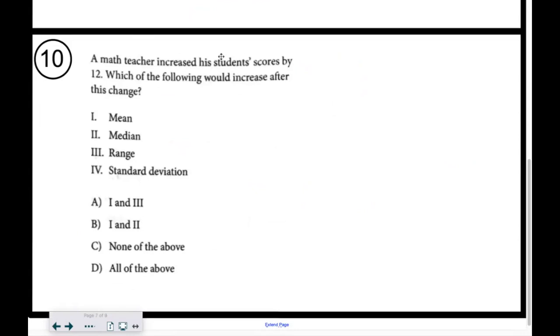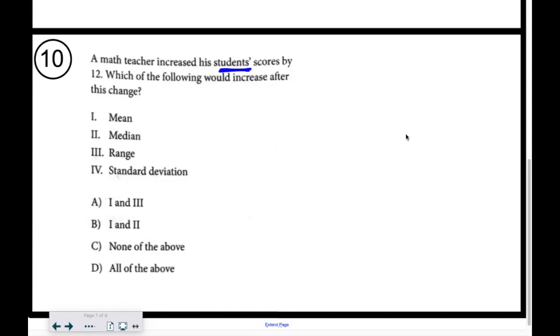All right. On to number 10. A math teacher increased his student scores by 12. Which of the following would increase after this change? Now, this is different than the one before because all of the student scores are going up by 12. So they're all shifting up together.